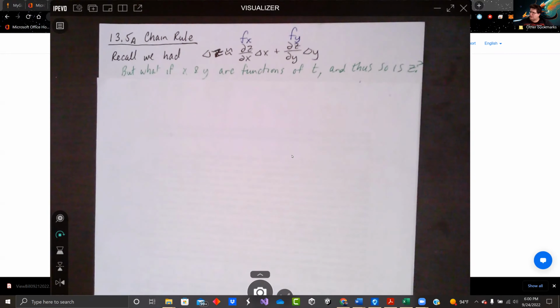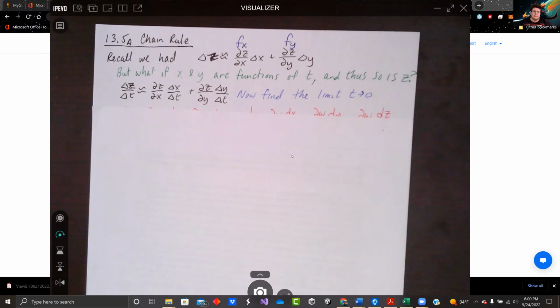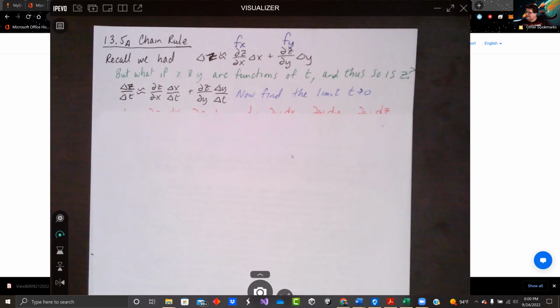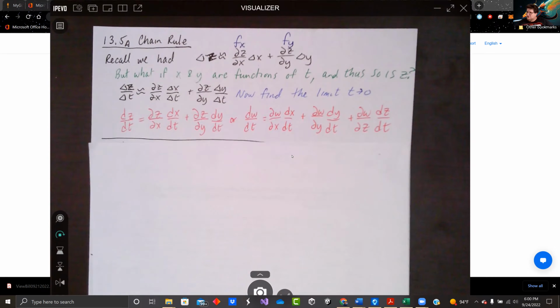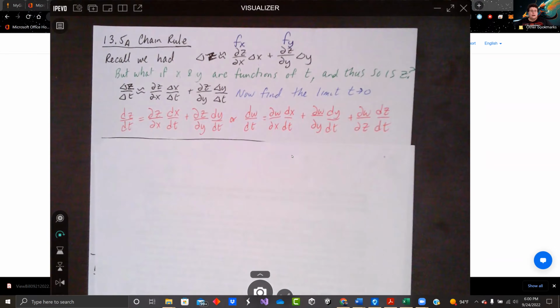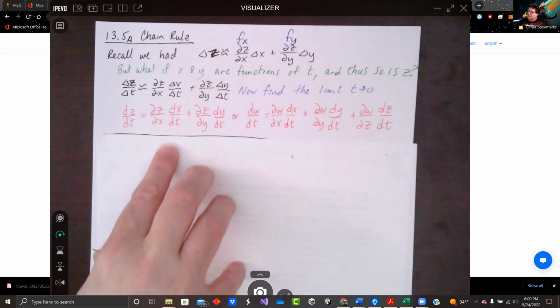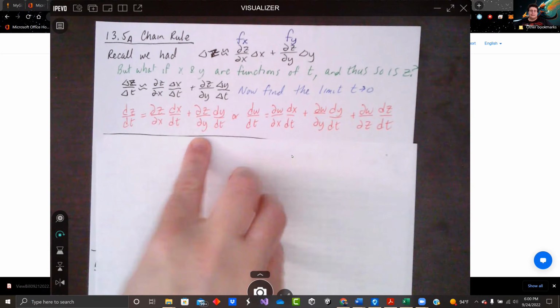Well, we don't want delta x and delta y anymore. So we're going to have delta z over delta t. We've got partial of z with respect to x, times delta x over delta t, plus partial of z with respect to y, times delta y over delta t. We're going to find the limit as t goes to 0. And that gives us our values for dz dt. The total derivative right there, dz dt, is the partial derivative of z with respect to x times dx dt, plus the partial derivative of z with respect to y times dy dt.